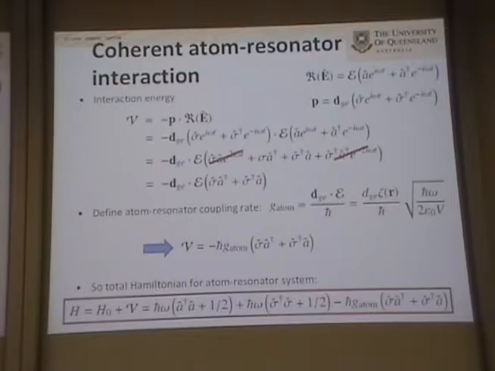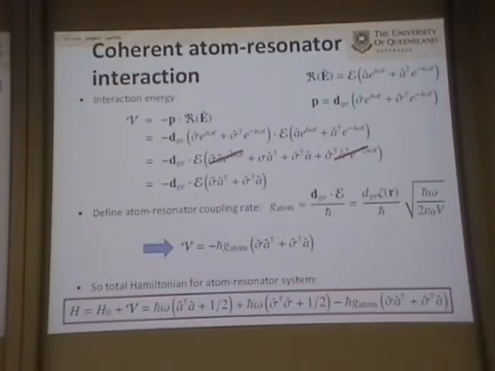All right, so now I can do the same things I did in the last lecture, and I can define the atom resonator coupling rate, G atom. I'm using the atom here to distinguish it from the G I used in the scattering rate case for the last lecture. And then I just get this very simple expression for the interaction energy, which is just minus H bar times that G times these products, which just shuffle the energy back and forth between the atom and the cavity, right? In this case, you take one photon out of the cavity and put it in the atom. In this case, you take the atomic excitation out of the atom and put it into the cavity.